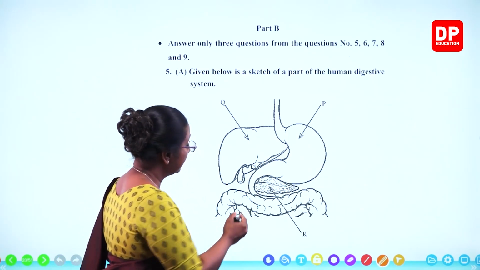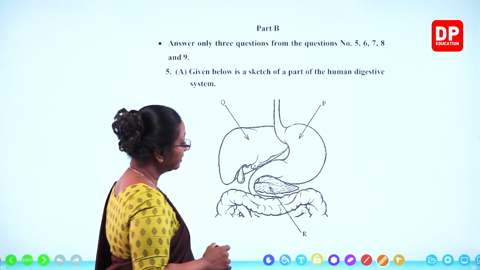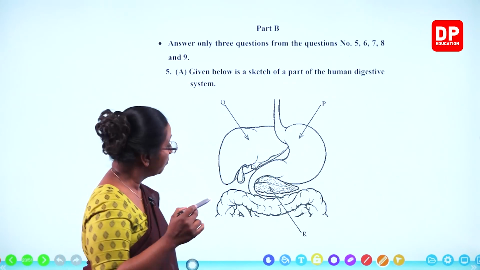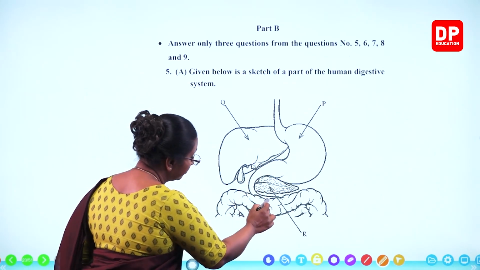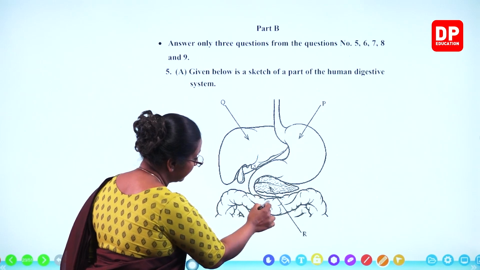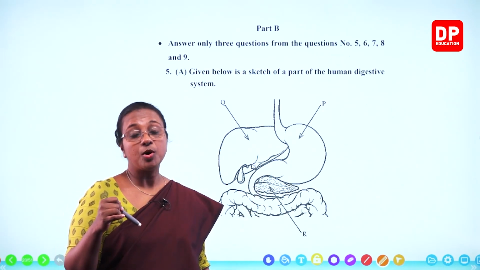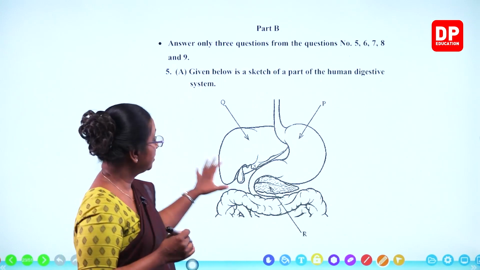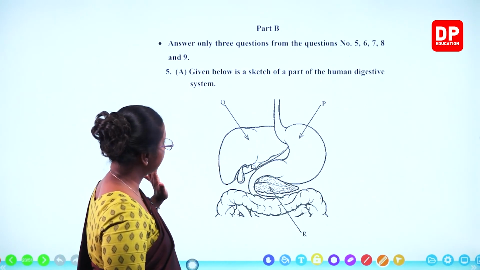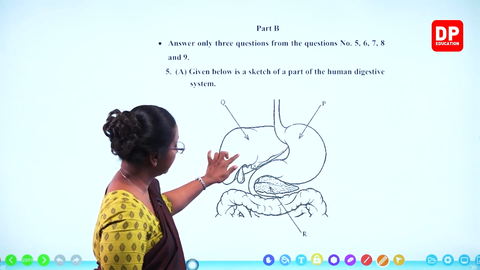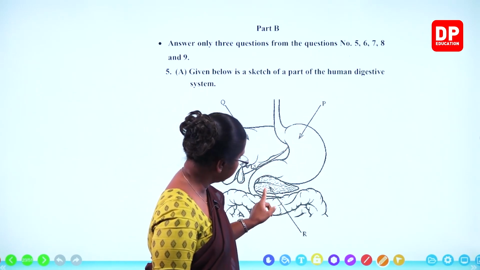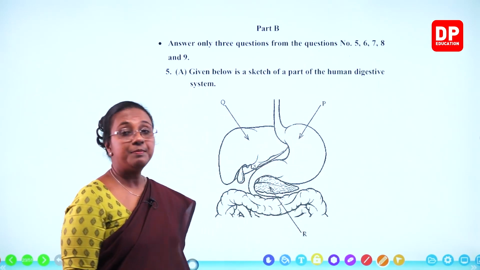So the bile, the secretion from the liver, and the pancreatic juice, the secretion from the pancreas, both of them open into this duodenum, the C-shaped part at the beginning of the small intestine. So this is part of the digestive system. You can see Q is the liver, P is the stomach and R is the pancreas.